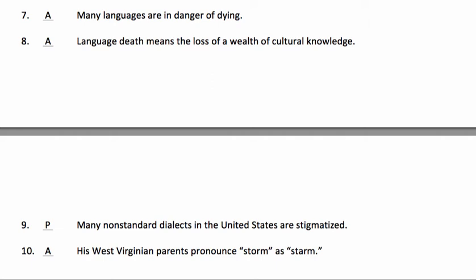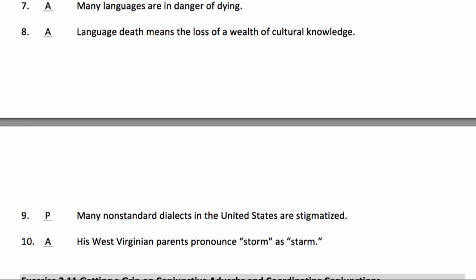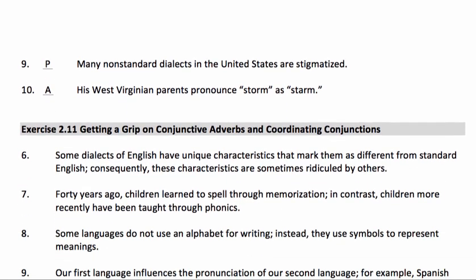Number 10, his West Virginian parents. So here we have a subject that is indeed doing something. What are they doing? They are pronouncing storm as starm. So again, you cannot insert a be verb here. Not a be verb, but a by phrase. His West Virginian parents pronounce by zombies. No, that does not make sense. So the by zombies insertion does not work. So that gives you further evidence that this is an active verb.